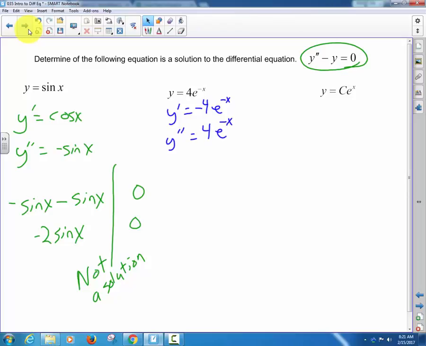Remember your chain rule when you're taking the derivatives, because the power of e is something other than just plain x. That's what I got for my first and second derivative, so be sure that you and I agree. I could be wrong, so if you think I am, let me know.